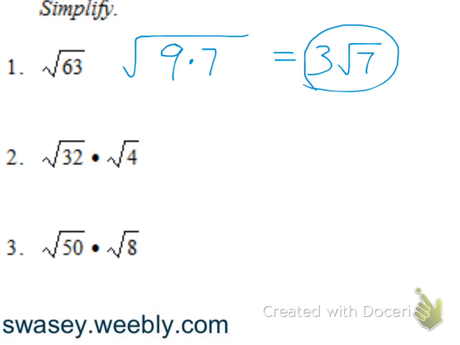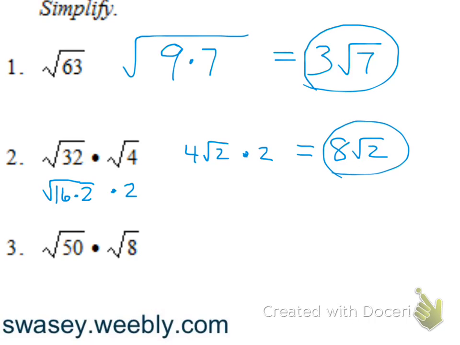Number 2, square root of 32 times square root of 4. One way of thinking about it is 32 is 16 times 2. And then the square root of 4 is just 2. The square root of 16, that's 4. So we get 4 root 2 times 2.